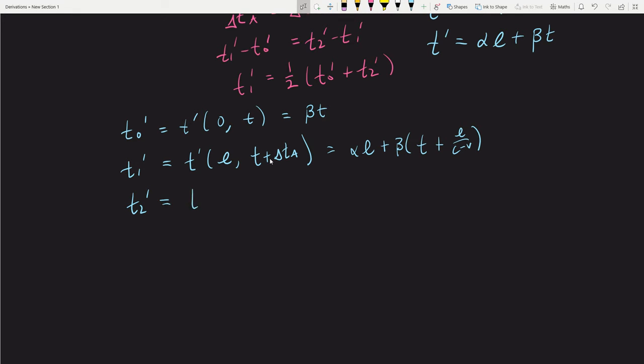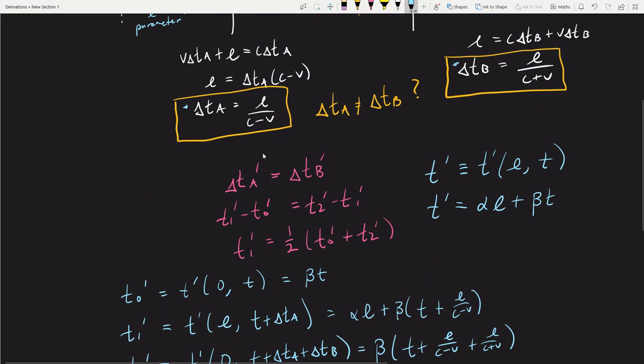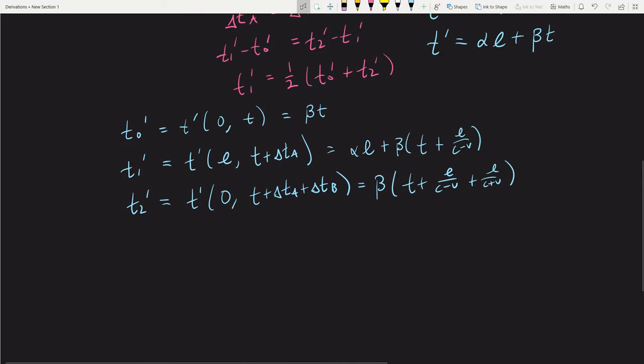And then T2 is going to be again at 0 because you're back at the beginning, and then it's T plus delta TA plus delta TB, which is going to equal beta times T plus L over C minus V plus L over C plus V. Right, once again, those are our definitions for TA and TB that we came up with for the person standing at the origin there, the person who's standing here and observing all this stuff.